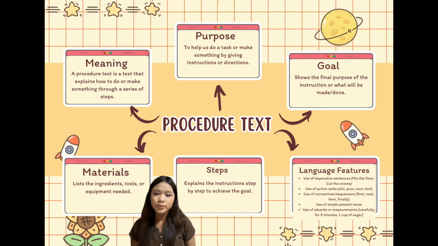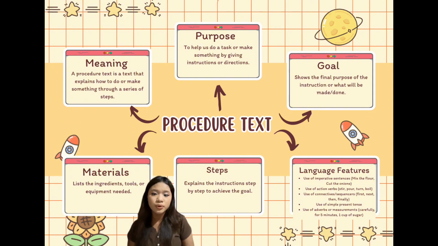Next, I will explain about procedure text. As shown in the mind map, procedure text is a text that explains how to do or make something through a series of steps. The purpose of procedure text is to help us do a task or make something by giving instruction or direction. Procedure text has three generic structures.